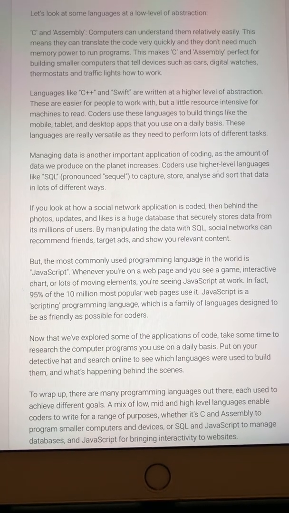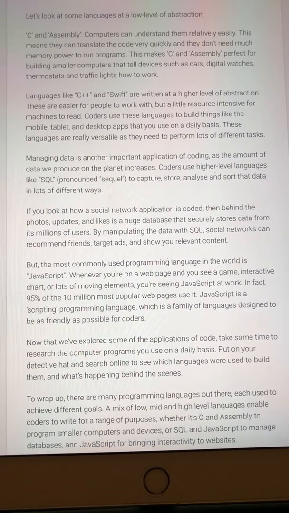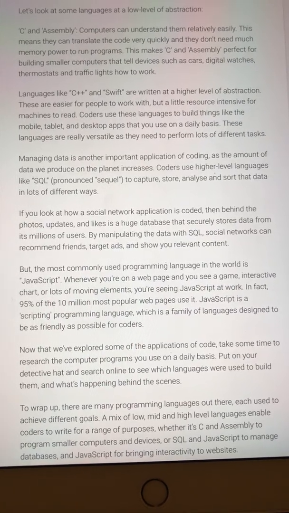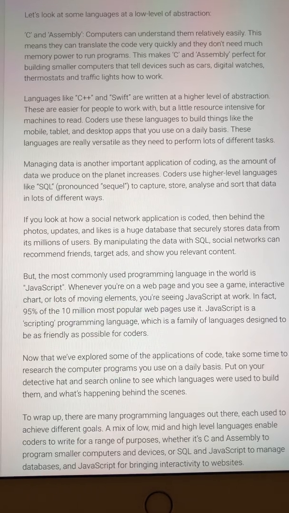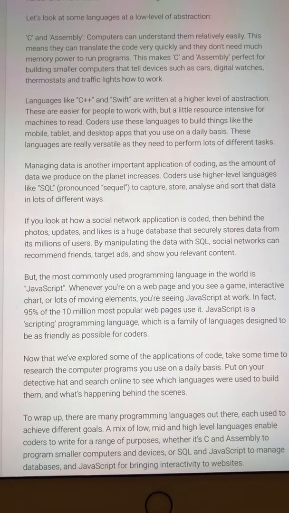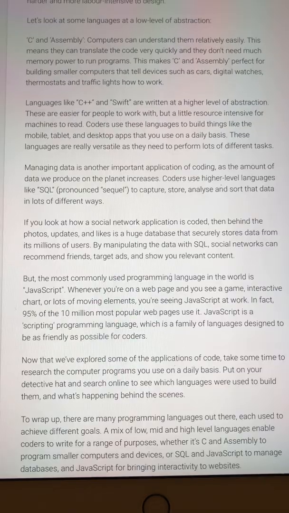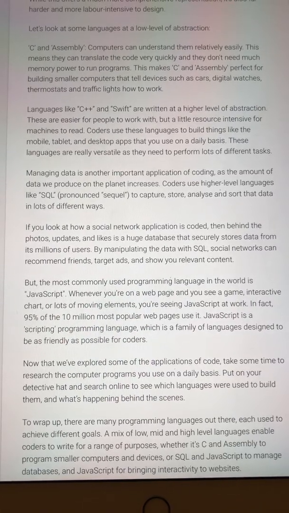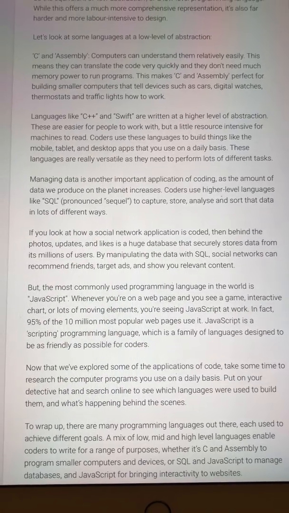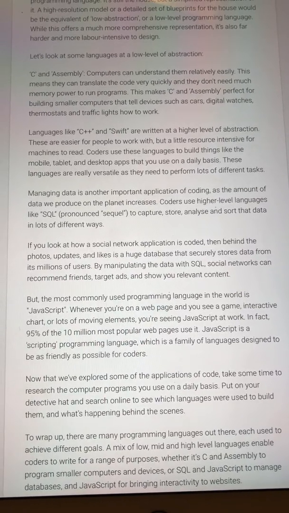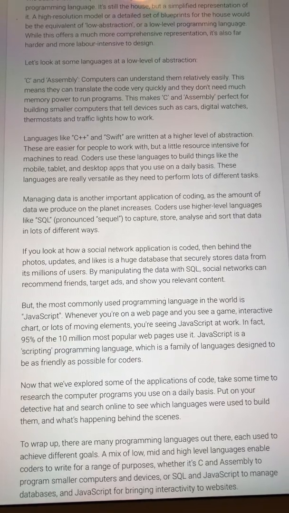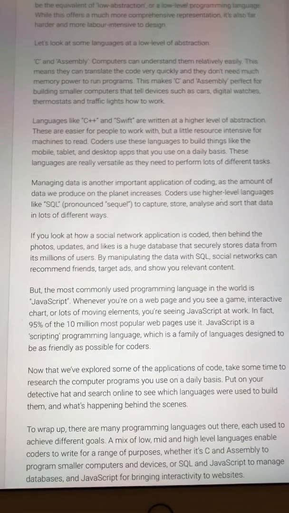Languages like C++ and Swift are written at a higher level of abstraction. These are easy for people to work with, but a little resource intensive for machines to read. Coders use these languages to build things like the mobile, tablet, and desktop apps that you use on a daily basis. These languages are really versatile as they need to perform lots of different tasks.